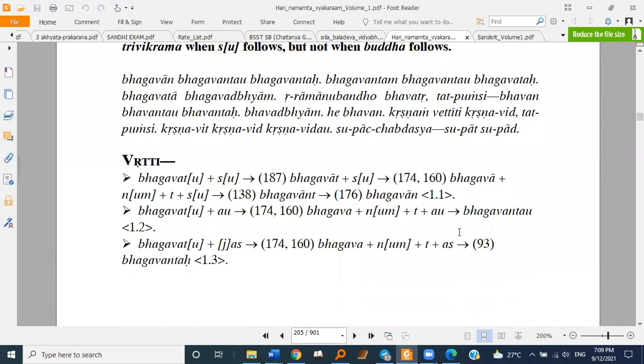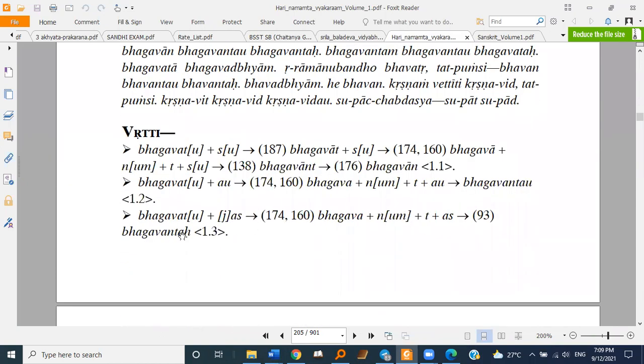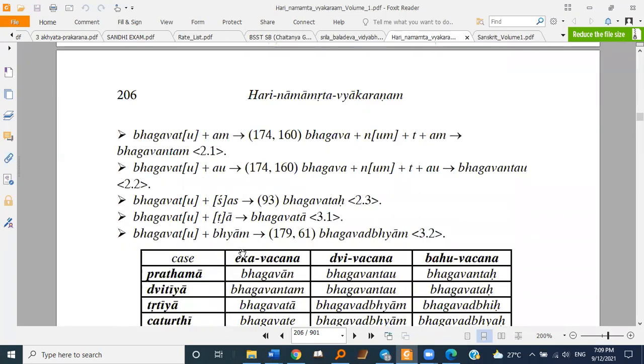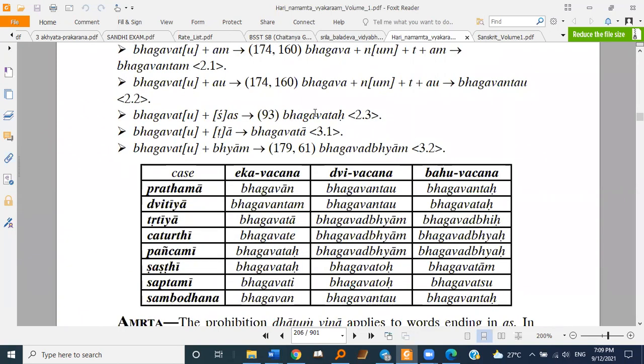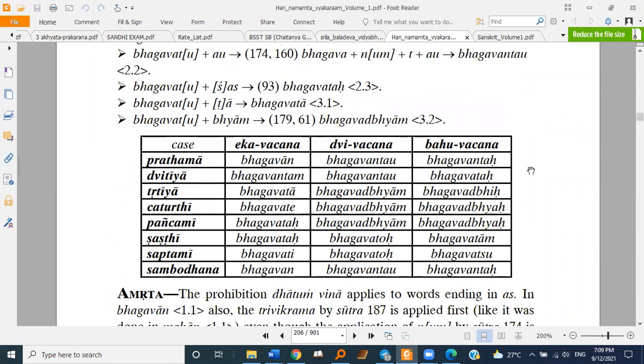Otherwise Bhagavan, then Bhagavantau, Bhagavantaha, Achashchaturbhujana Vandanam, that sutra will be applied. So Bhagavantau, Bhagavantaha, Bhagavantam, Bhagavantau. And then 2.3 will be Bhagavataha. Num will not be inserted because Shas onwards they are not Krishna sthana. So Bhagavataha, Bhagavata, Bhagavadbhyam, Bhagavadbhihi, ityadi.